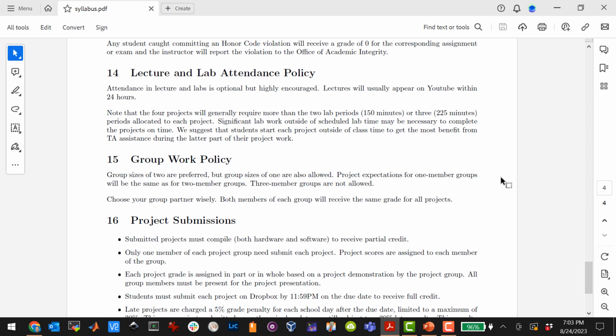We have enough resources, I believe, to have some groups of 1, but you'll be evaluated on the same standards as the groups of 2. And the groups of 2 will both receive the same grade for all the labs. And obviously you're never going to get perfectly equal contribution from both members, so I'm sure you know that by now. Just keep that in mind and be realistic about your expectations.